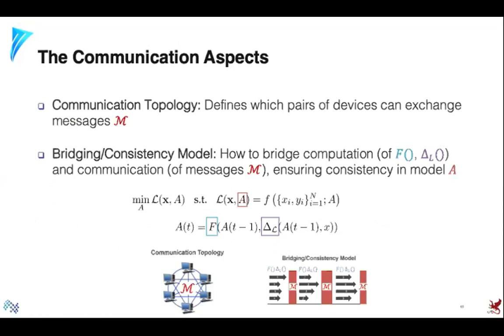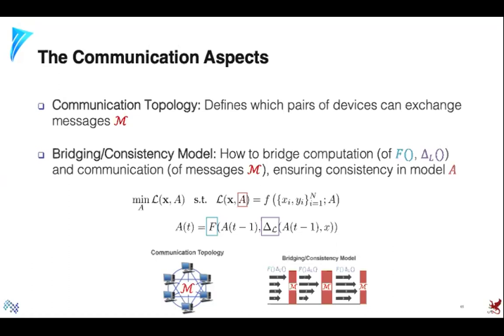And on top of that, we're going to talk about how we bridge the computation of the aggregation function F and the update function delta with the communication of messages M in order to ensure the model is consistent. So the goals of bridging models are really to ensure that the parameters in the model A are consistent by restricting the order in which computation and communication operations can occur. But at the same time, we need to allow sufficient flexibility in this operations ordering because we need to be able to improve throughput under limited network bandwidth.